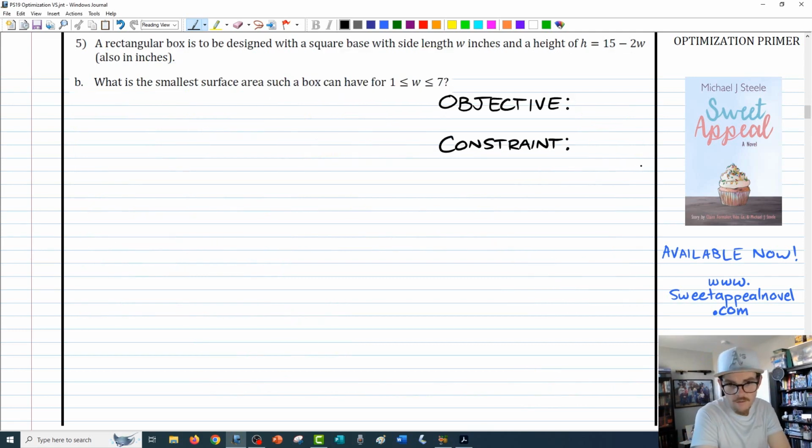Now, there's a second part to this question. You can see it. It's part 5b. And this one asks us what the smallest surface area for such a box can be if we're given the restriction that w has to fall between 1 and 7. And I'm definitely a big fan of this one because it involves the candidates test again.